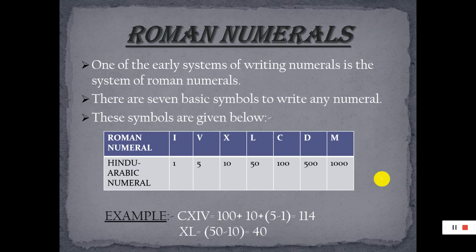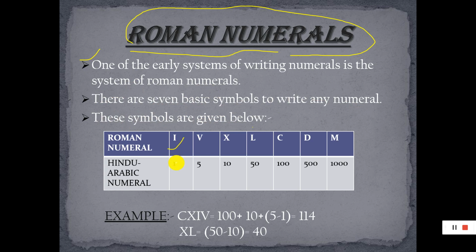There is one topic remaining, Roman numerals. What are Roman numerals? One of the early systems of writing numerals is the system of Roman numerals. There are 7 basic symbols to write any numeral. These symbols are given below.